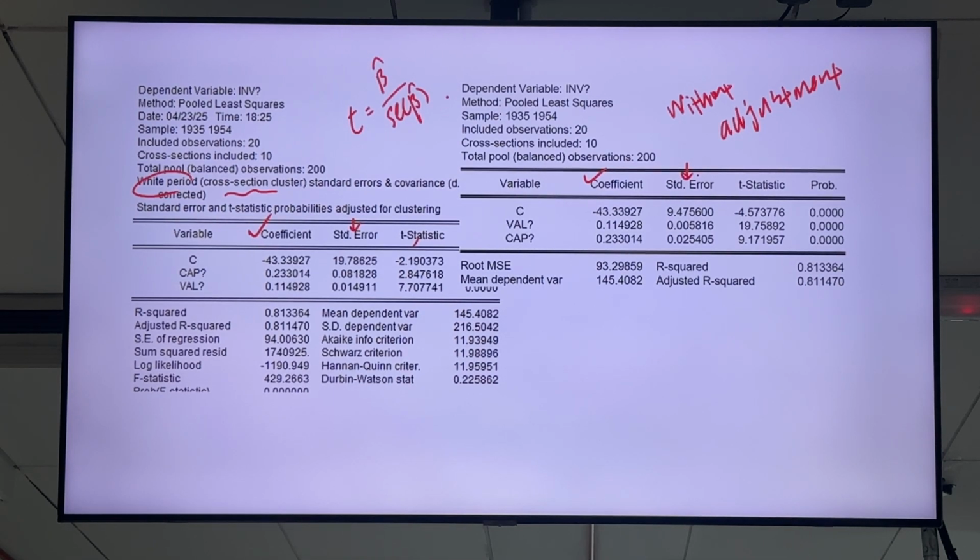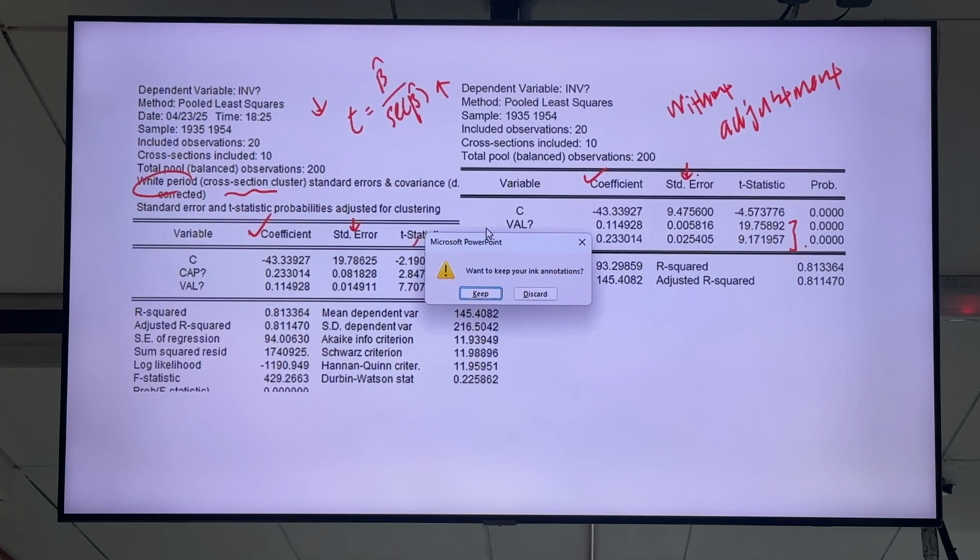So once this one increases, it tends to make your test statistic become lower. That's why your test statistic is lower in the adjusted one as compared to the one without adjustment. But anyhow, all the test statistics are significant, right? Yes. The test statistic for the constant is significant at 5%, then CAP and VAL are significant at 1%, similar to the without adjustment. That is the difference before and after adjustment.